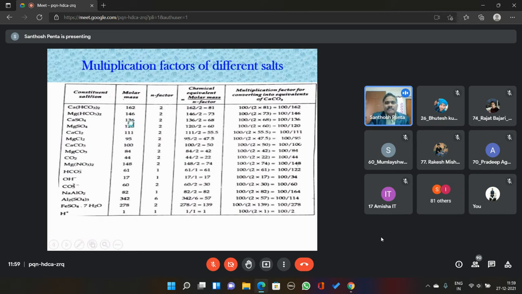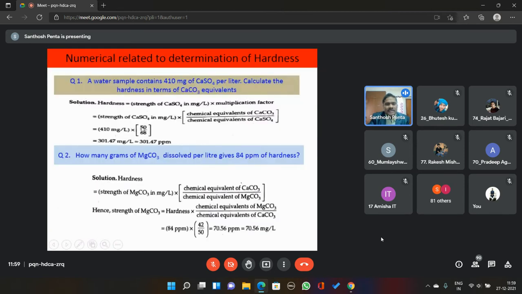That means simply here 100 by 136, 50 50 100, 68 68 136. So here, hardness in equivalence of calcium carbonate is equal to strength of calcium sulfate in milligram per liter, or strength of hardness producing substance. Here in this numerical, which is the hardness producing substance? Calcium sulfate is the hardness producing substance. So what is the strength? 410 milligram per liter. So here you put 410, and that should be multiplied with the multiplication factor.